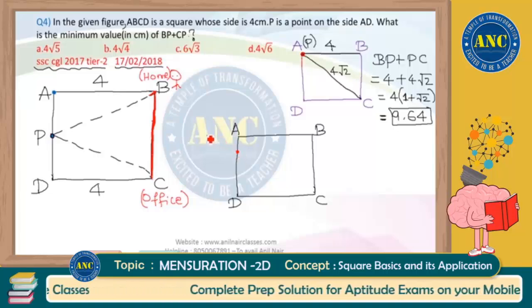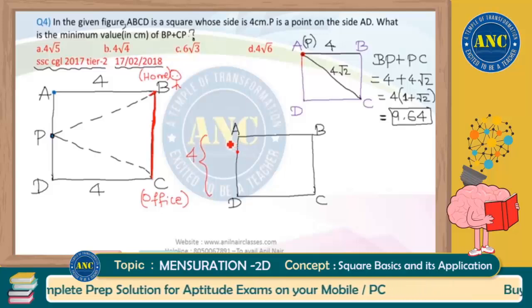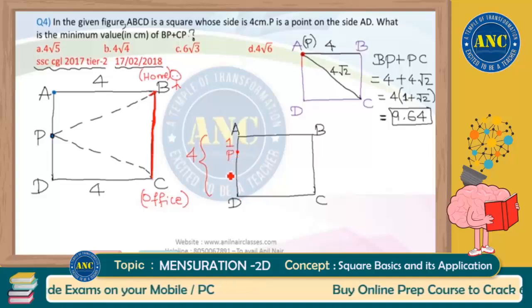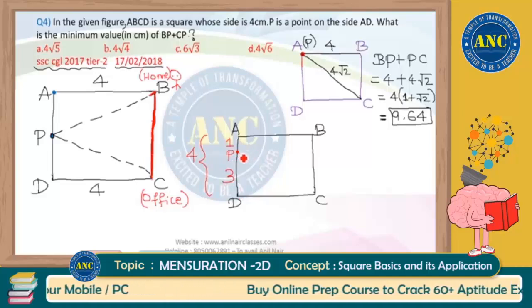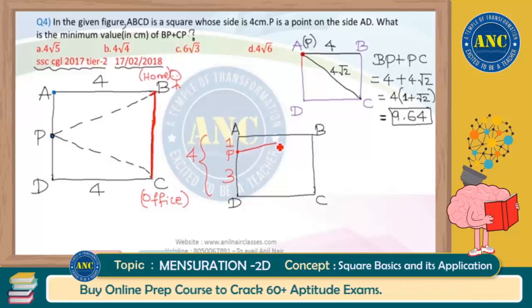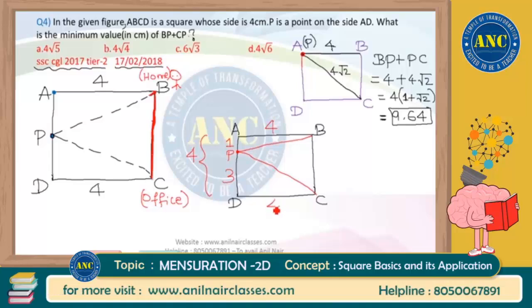That means this entire distance is 4 units, 4 centimeter. Let me assume that from A to P it is 1 centimeter, and from P to D it is 3 centimeter. So they are asking you to find the value of BP plus PC. Now this value is also 4. This value is also 4.